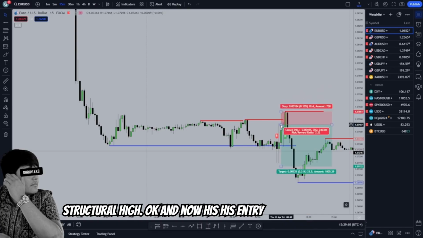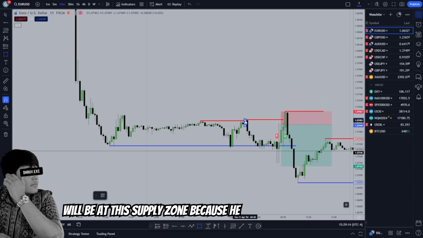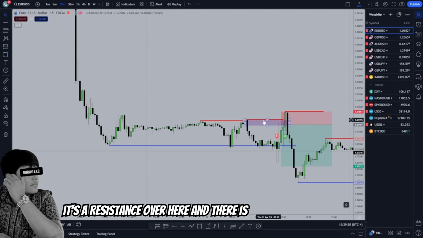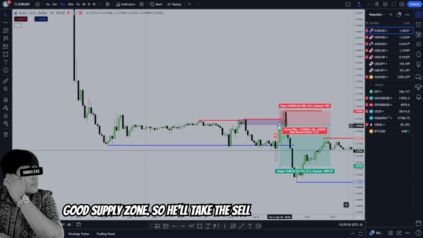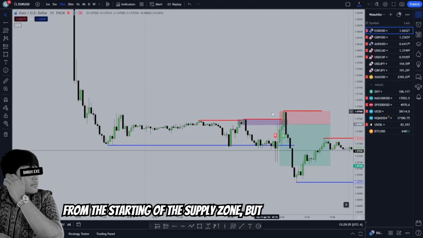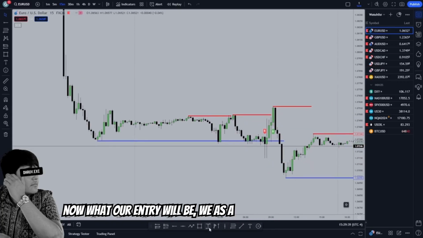His entry will be at this supply zone, because he will think that over here it's a resistance. This indicator shows that it's a resistance, and there is this last upward candle, so it's a really good supply zone. So he'll take the sell from the start of the supply zone, but we know that his stop loss will be a little bit above this structural high. So what will our entry be, as traders trying to find liquidity in the market? And what is liquidity? Liquidity is the stop loss of lots of traders.